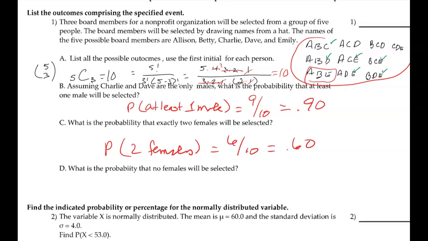What is the probability that no females will be selected? Well, considering we only have 2 males and we're doing groups of 3, it can't happen. And a probability that can't happen, of course, is a 0.